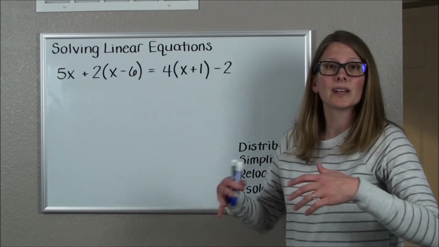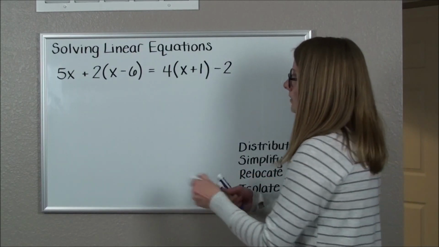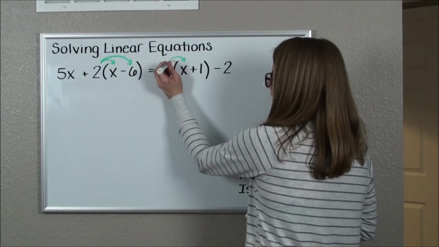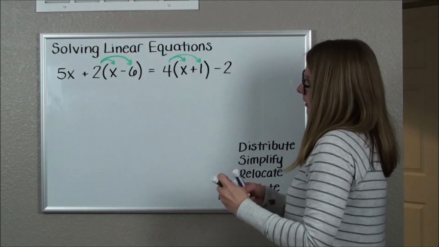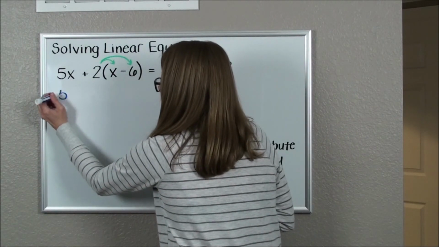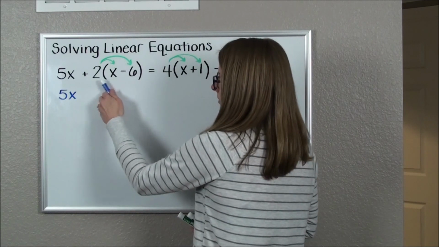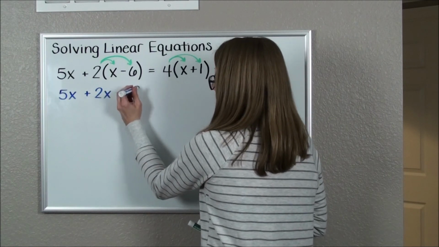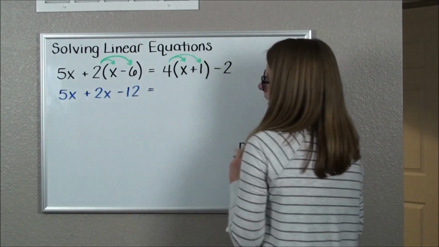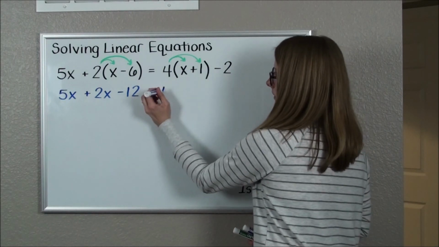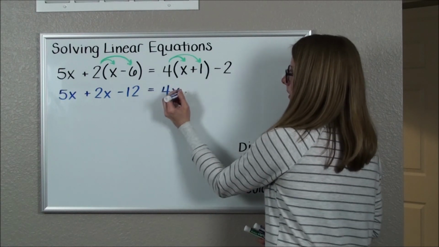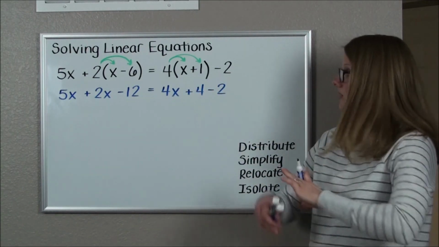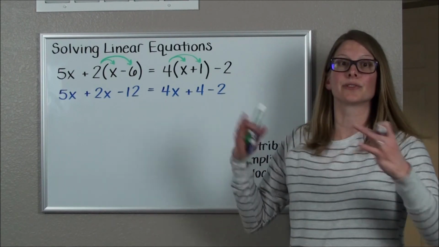Step 1, we want to distribute. We want to get everything loose to be able to move around, so we will distribute the 2 inside this set of parentheses here. We'll distribute the 4 into this set of parentheses here. So on the left, we've got the 5x that was originally there. Then we've got 2 times x, that'll be 2x. We have 2 times negative 6, that'll be negative 12. And then on the right side, 4 times x is 4x, and 4 times 1 is 4, and then again, copy anything else that needs to be copied. So there's our distribution. All the parentheses are now gone and everyone's free to move around.